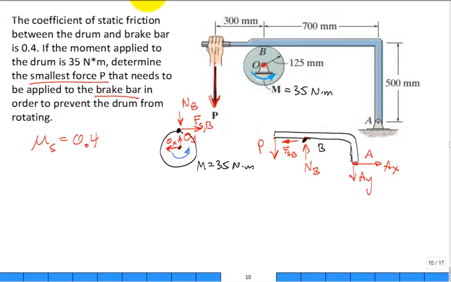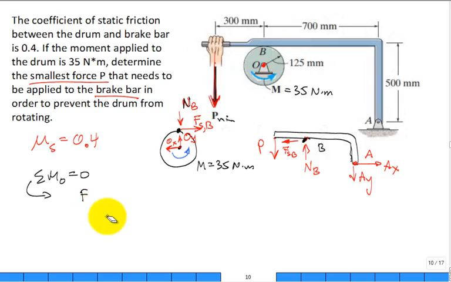Now that we have our free body diagrams, we want to calculate this P minimum, right? The minimum is going to give us F of S, that maximum or limiting frictional force. Because what happens if P gets larger and larger? Doesn't N sub B get larger and larger? And then it's easier to hold the drum stationary because of that frictional equation. Let's do, we have our equations. You can do the sum of the moments around point O for the drum. That's our equilibrium equation. What does that give us?